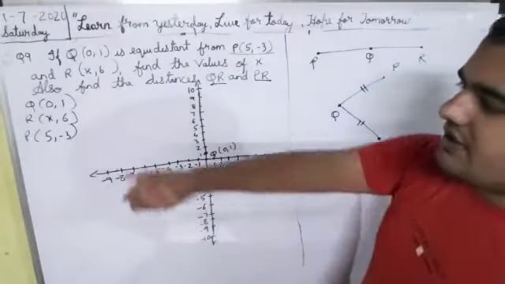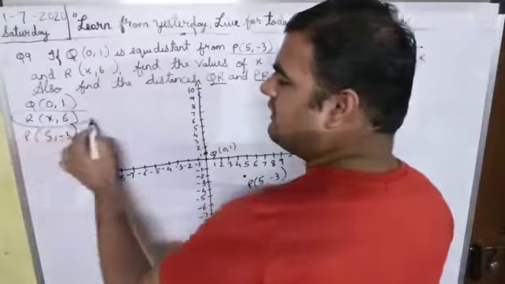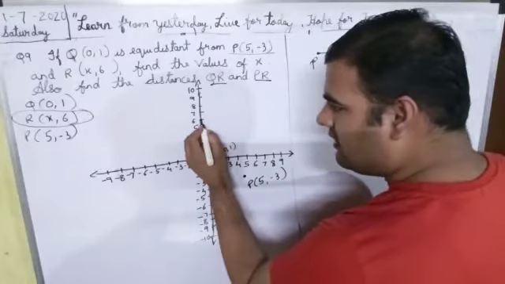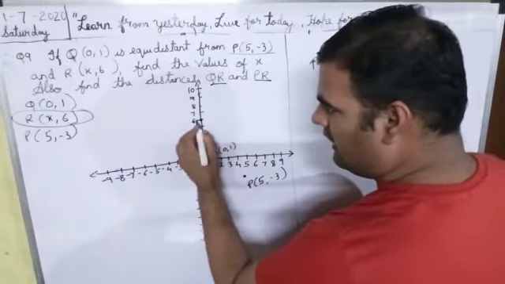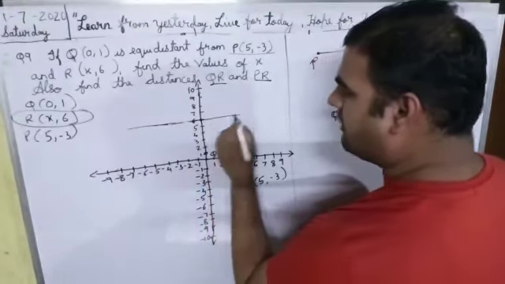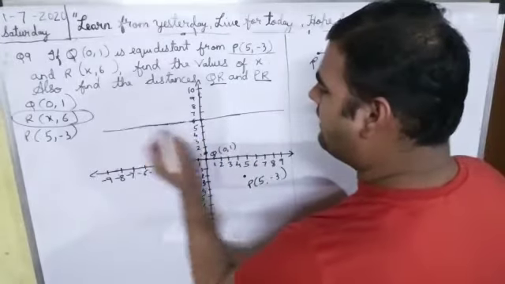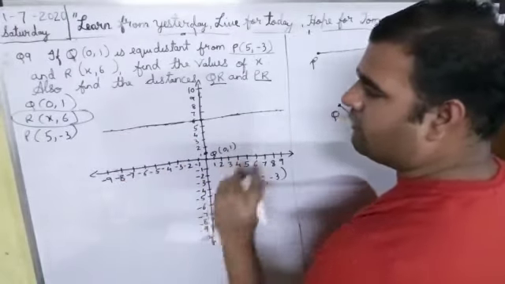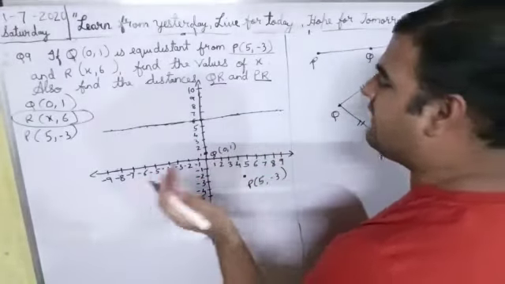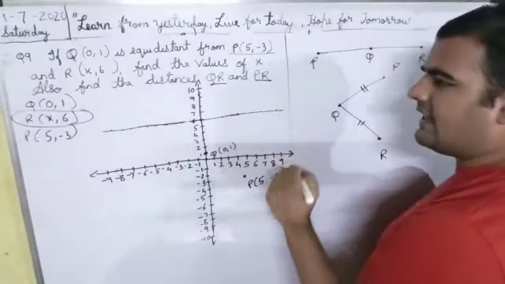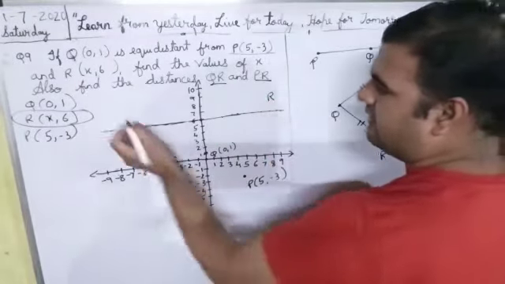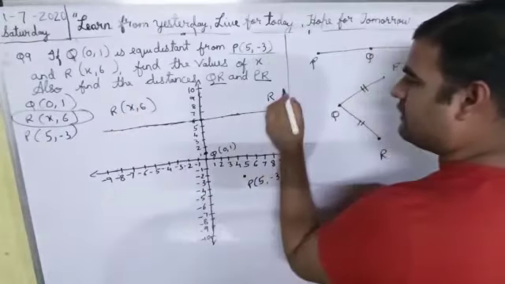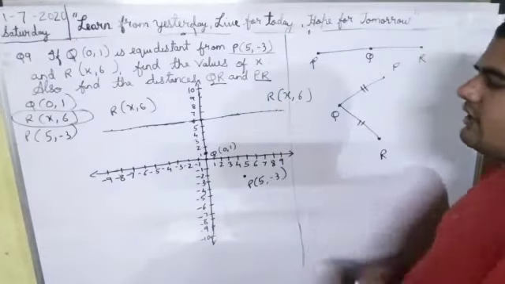Now we will see R. First of all, check: only X is unknown and Y is 6. So Y is 6 here, but X may be any point along this line. So the point R may be in this quadrant, and it is (x, 6), and here also (x, 6). We need to understand this.